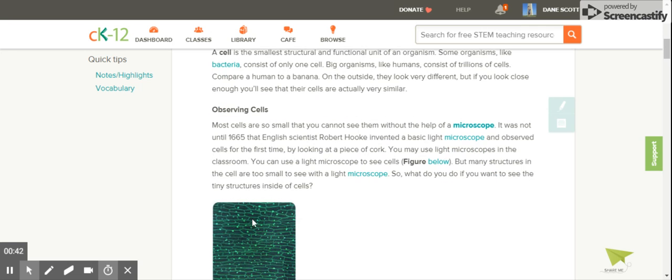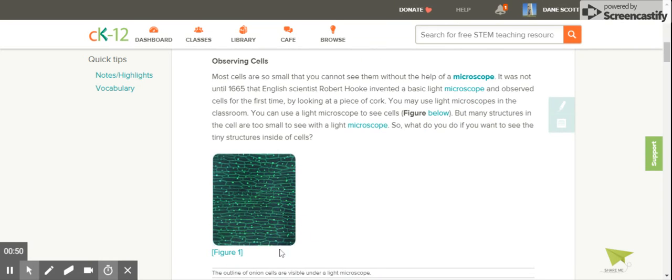It was not until 1665 that English scientist Robert Hooke invented a basic light microscope and observed cells for the first time. By looking at a piece of cork is what he did to come up with the term cells. You may use light microscopes in the classroom.